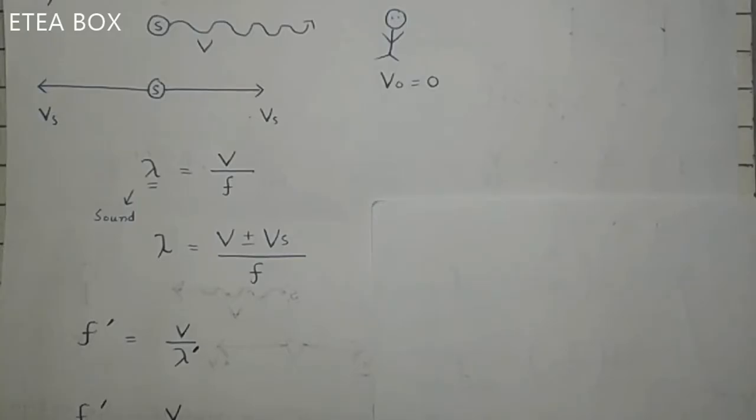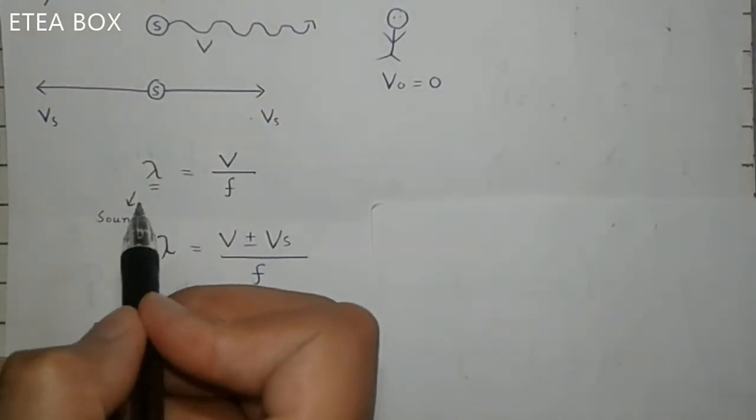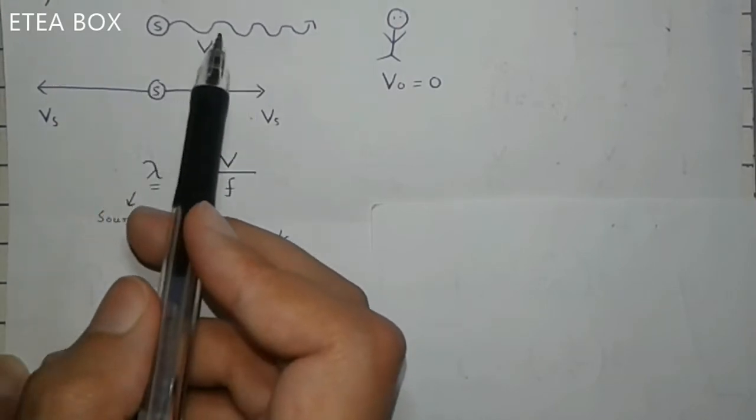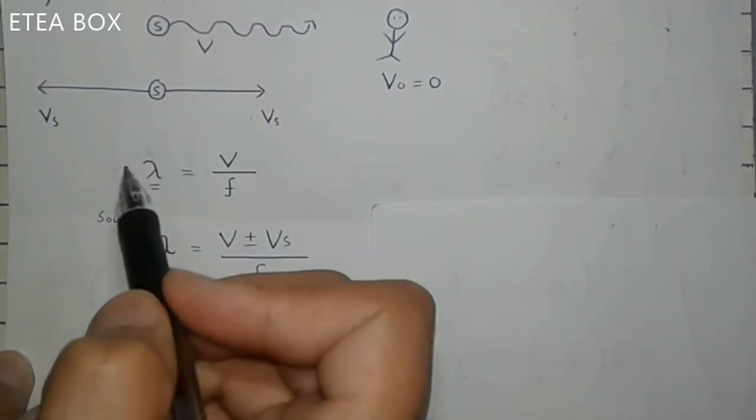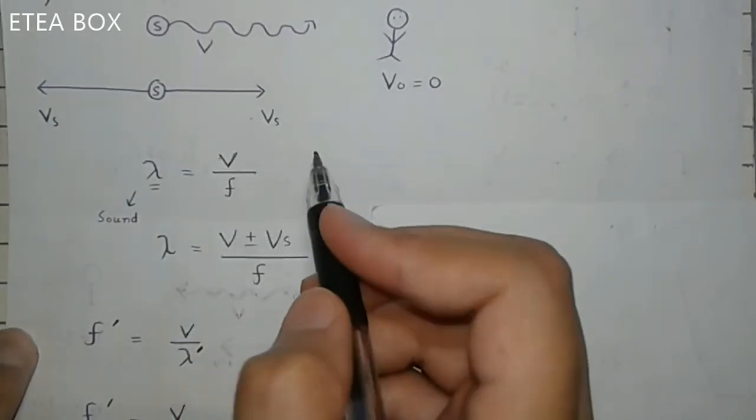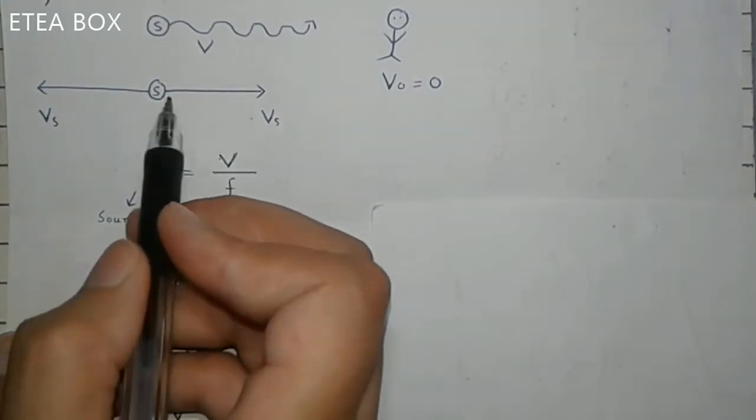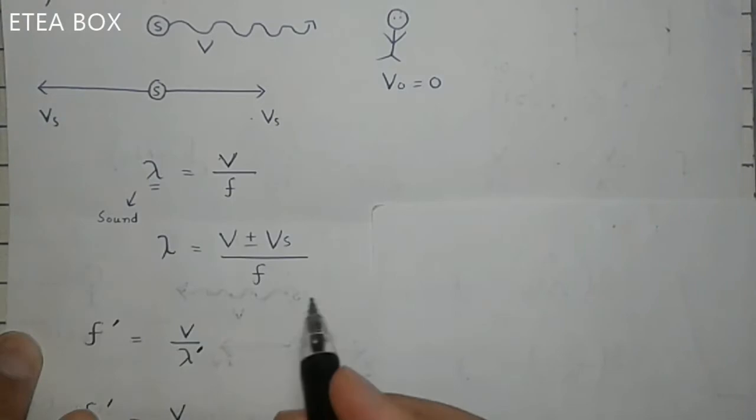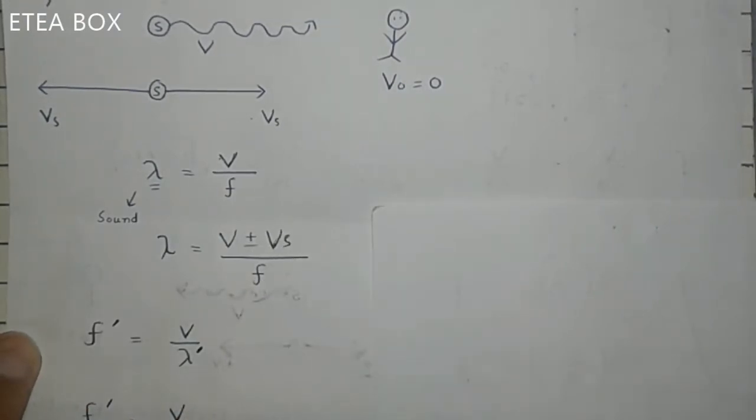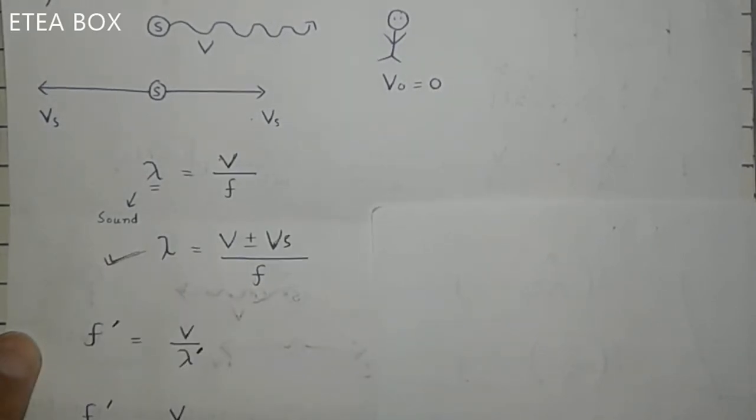Now look, this is the condition. Here we know that lambda is equal to v divided by f. This lambda is the wavelength of sound, and v is the velocity of sound. We know that the sounding source is moving with some velocity, either in that direction or in the opposite direction, so you will put v plus minus vs, divided by the frequency. This is lambda, the wavelength of sound.